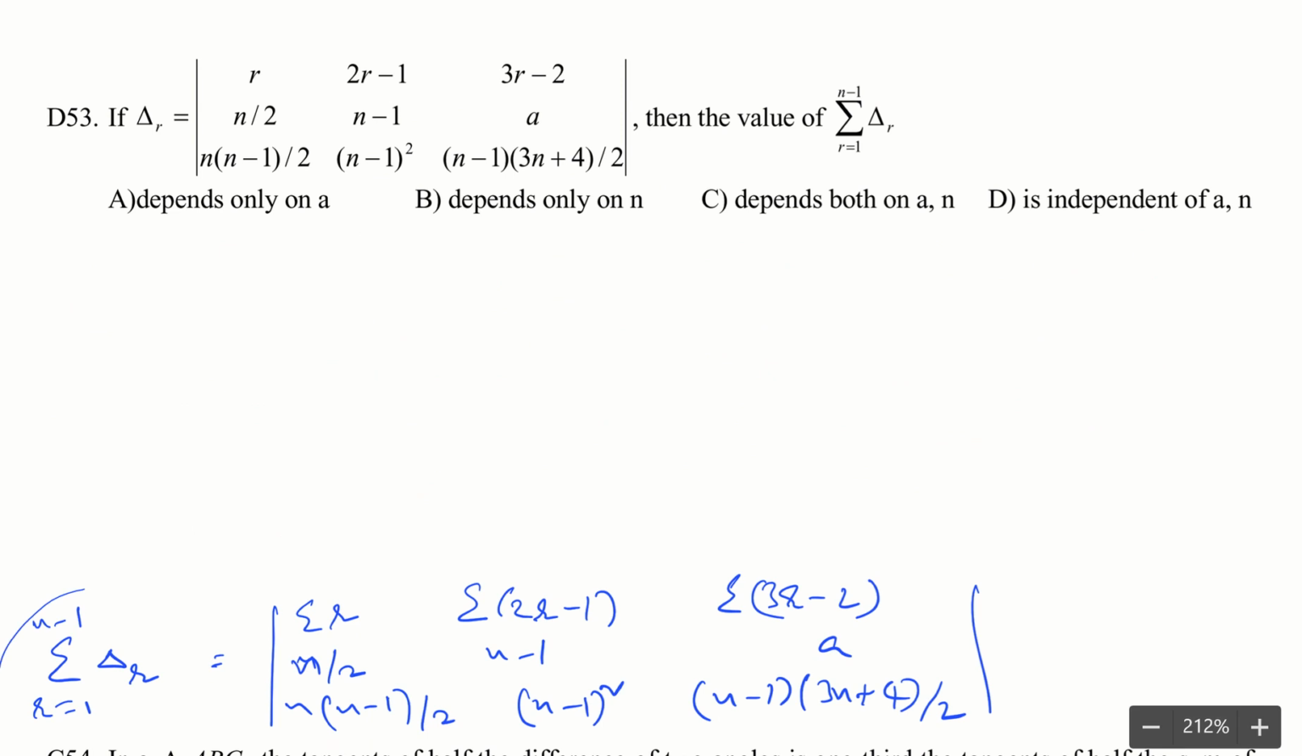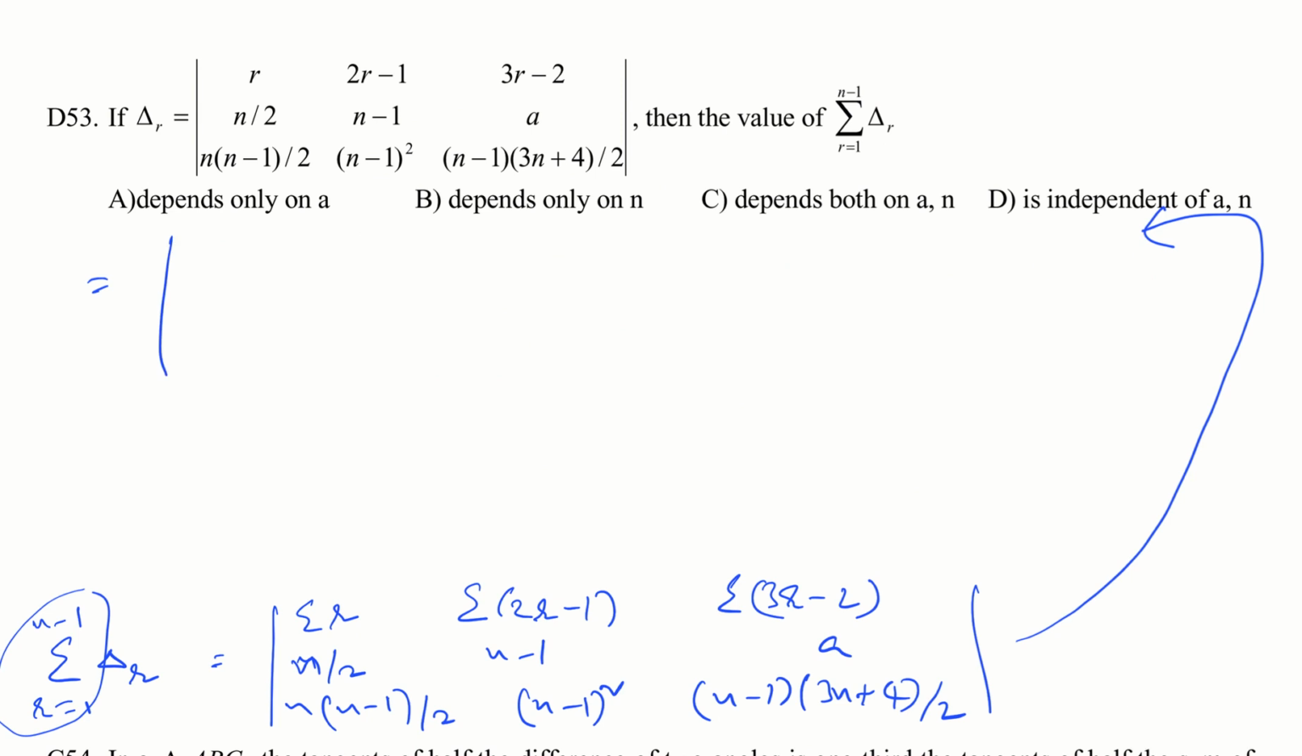Observe that sigma is running from 1 to n minus 1. Now I am writing this summation over here. So I have this determinant: sum to first n minus 1 natural numbers, so it will be n minus 1 into n by 2. And this is sum to first n minus 1 odd numbers, so we know that it is n minus 1 whole square.